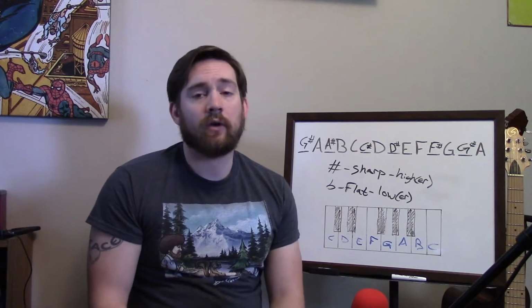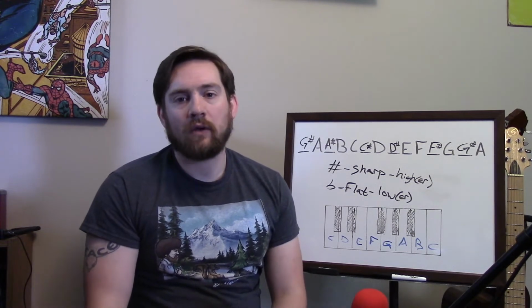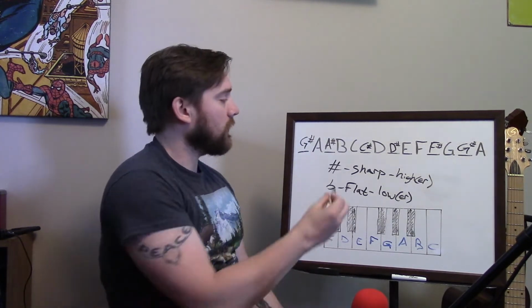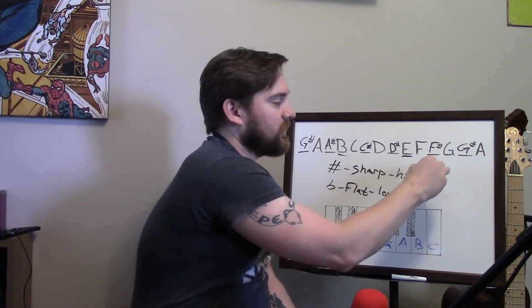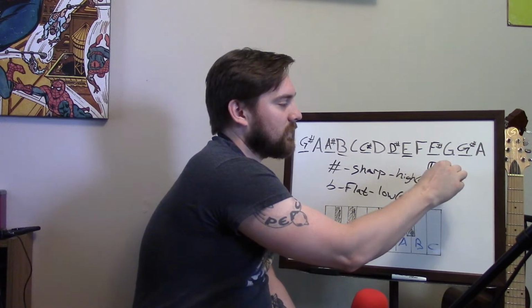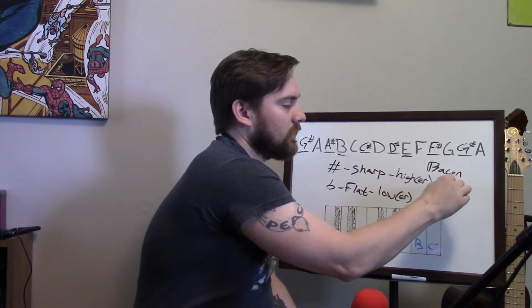So, every single natural note has a sharp except for two. Two notes, two letters, I should say, don't have sharps. And those are B and E. You could also remember bacon and eggs. That's how I kept it straight when I was learning it. Every single letter has a sharp except for B and E, bacon and eggs.